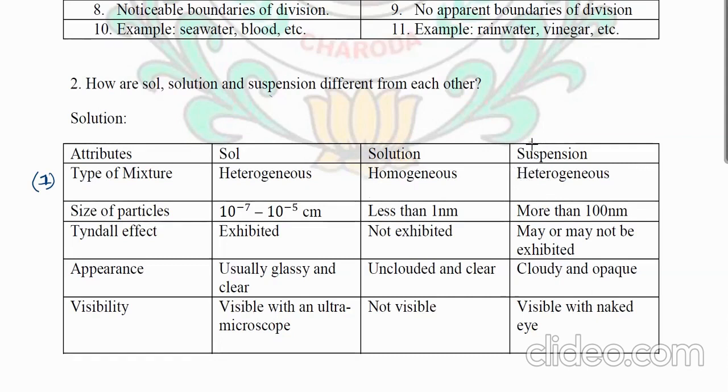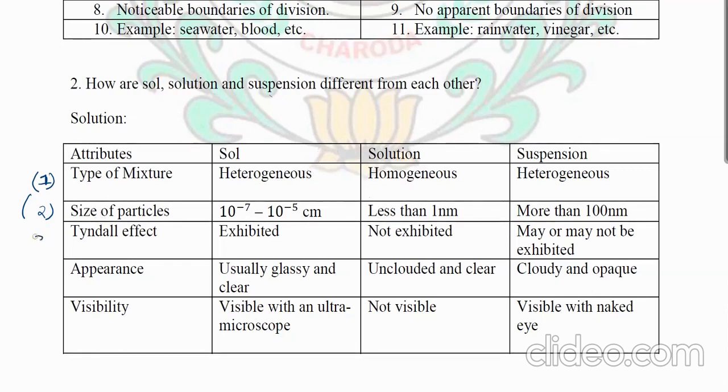Because in both the condition of sol and the condition of suspension, the particles, as you can see in the next point, the size of the particles in the case of sol is 10 to the power minus 7 to 10 to the power minus 5 centimeter. Similarly, in the case of suspension, they are more than 100 nanometer. So in both conditions, the particles are greater than 1 nanometer. If the particles are greater than 1 nanometer, then it is a heterogeneous mixture only, because the solute particles can be easily distinguished by some physical methods, or by a microscopic way.